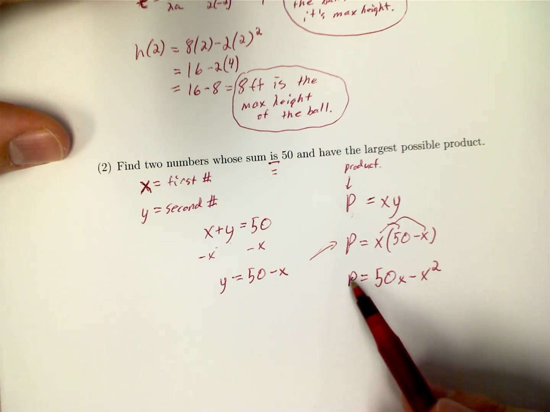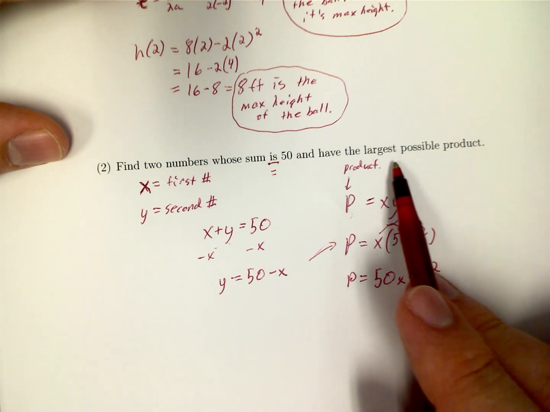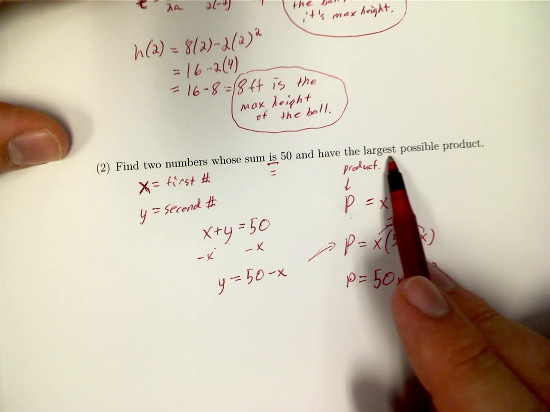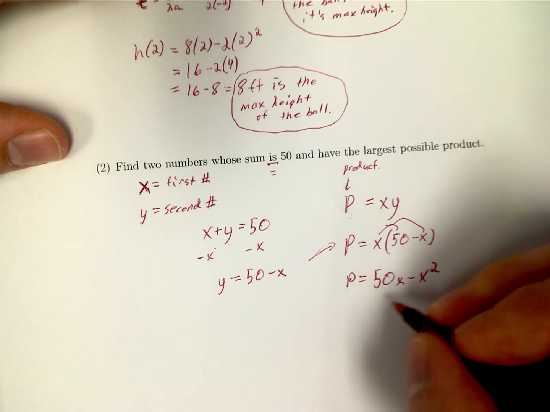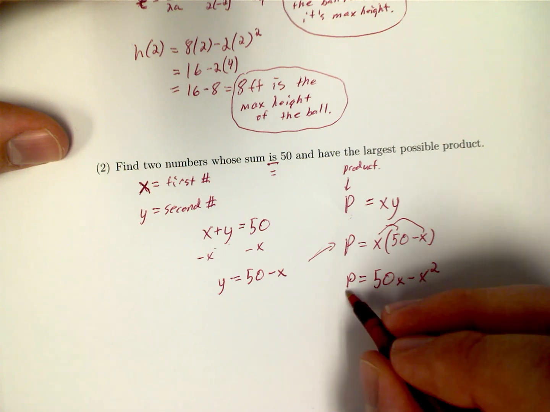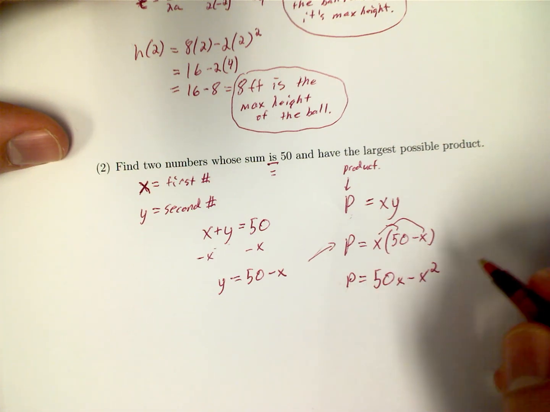And then we have p equals. So what does it say we want to do? We want to find the largest. We want to maximize. So when we hear this, we should immediately think vertex. So for the vertex, this is the input, that's the output. That's the thing we're trying to maximize.